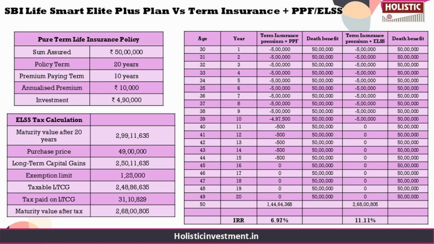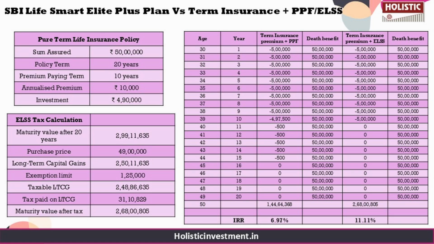So for life coverage purpose, we have opted for a pure term life insurance policy with a sum assured of 50 lakhs, which costs us 10,000 rupees annually for a 20-year policy term with a 10-year premium payment term. In contrast, the SBI life policy requires an annual premium of 5 lakhs for 35 lakh coverage. So choosing a term policy leaves you with a balance of 4 lakhs 90,000 each year, which can be invested separately. So your investment options can be tailored to your risk appetite.